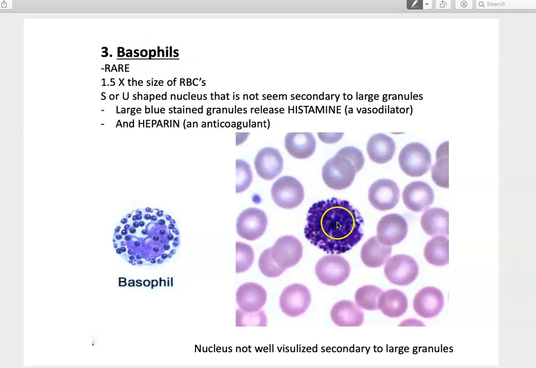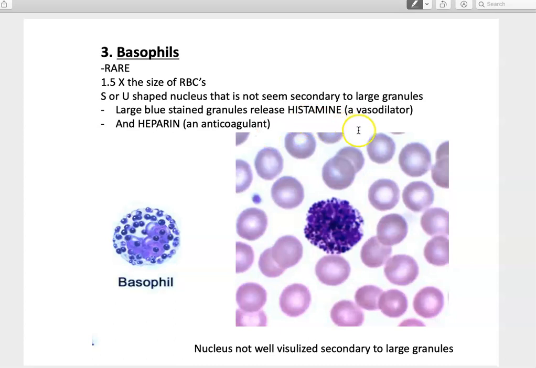But they do know what's in these granules. These granules are going to release histamine. Histamine is a potent vasodilator. It's going to open up the blood vessel. And they release heparin, which is an anticoagulant. That means it's going to stop blood from clotting.